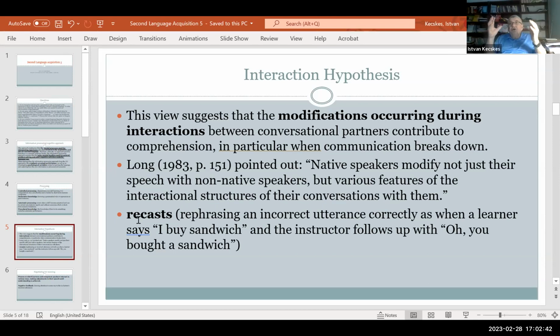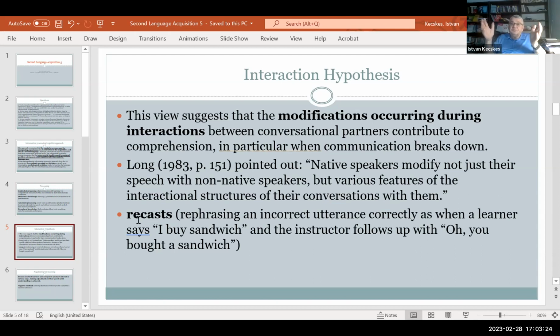whenever you speak, you modify what you say. You go back and forth, you repeat something, you paraphrase something, and so on. And this paraphrasing, the so-called recast, is very important in language acquisition, especially in teacher-student interaction, when the teacher paraphrases the student's utterance. So this hypothesis has never been very popular, and people didn't write too much about it, but there were certain issues raised by Michael Long and his followers, and especially two things.